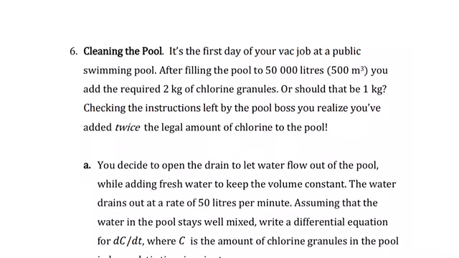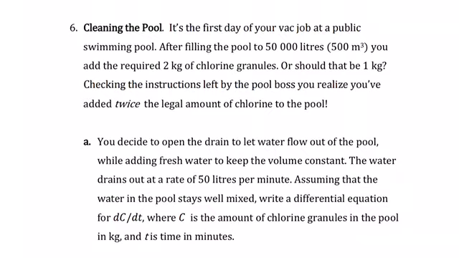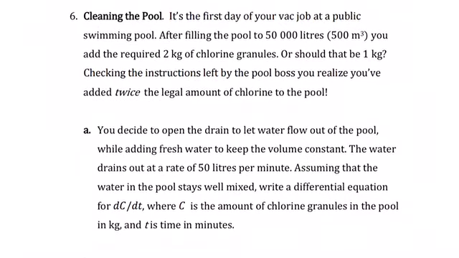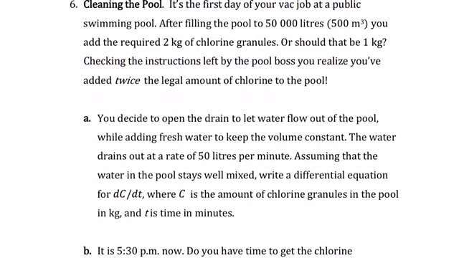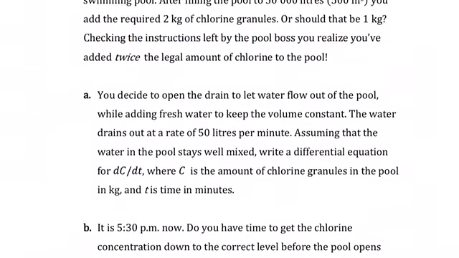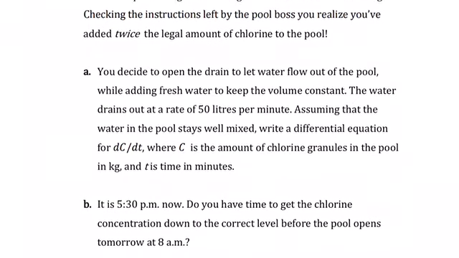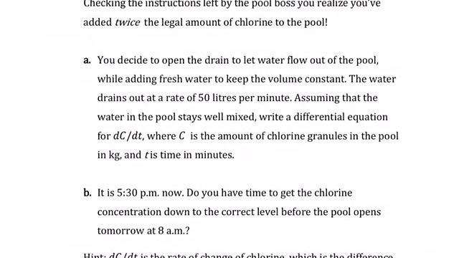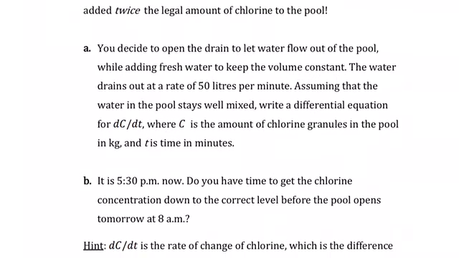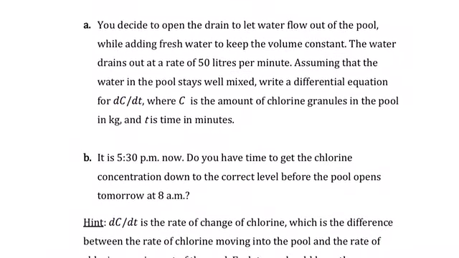So we have the problem where 2 kilograms of chlorine has been added to 50,000 liters of water. However, this is double the required amount of chlorine. You only need 1 kilogram. This sets up a differential equation problem where we need to find an expression for the concentration of chlorine and the change in concentration of chlorine with respect to time.